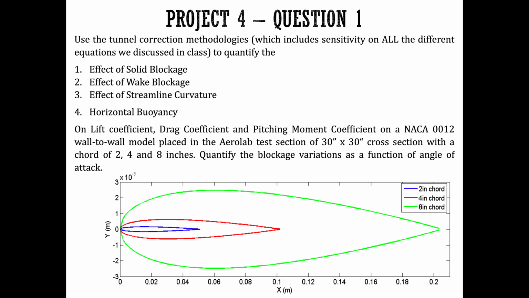One of the things you can also do is look at the blockage corrections as a function of angle of attack. As you know, as you change the angle of attack, the frontal area exposed to the flow increases. That increases the blockage ratio, and that influences the flow as well. So this is the first problem that you'll be working on.